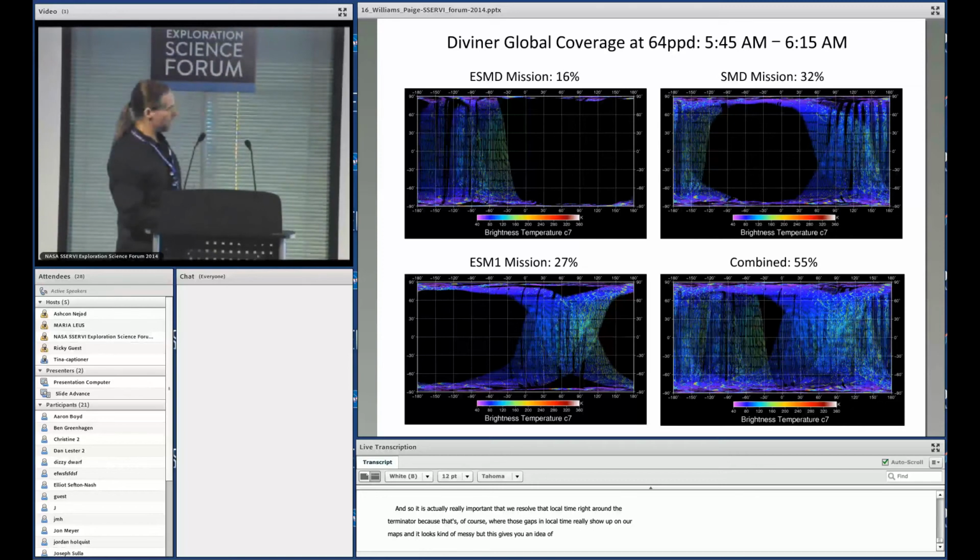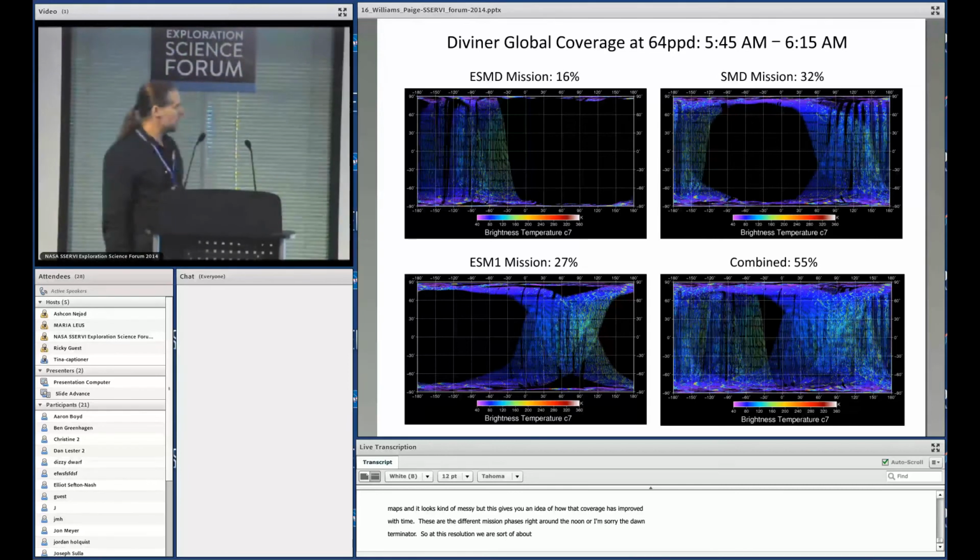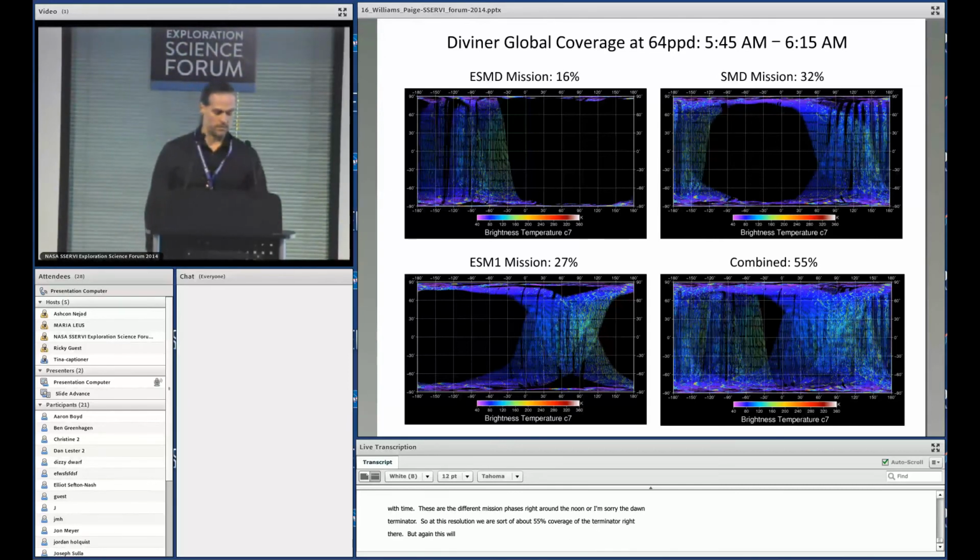So these are the different mission phases, right around the dawn terminator. This is the ESMD, SMD, and our extended mission. At this resolution, we're at about 55% coverage of the terminator right there. But again, this will just keep improving as we keep running the mission.